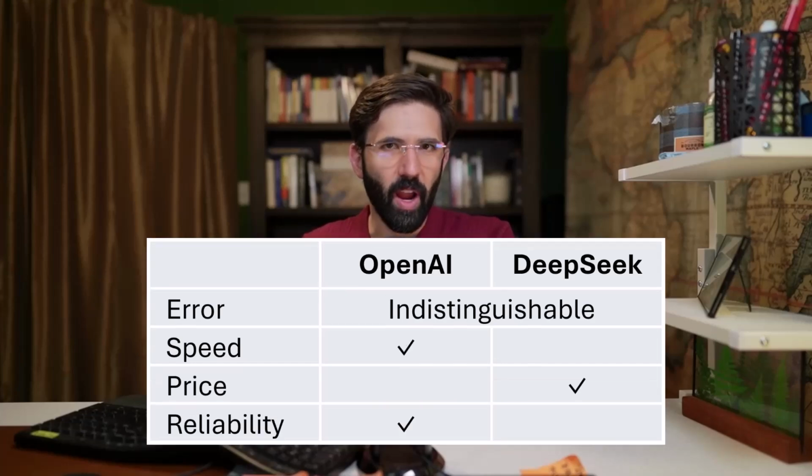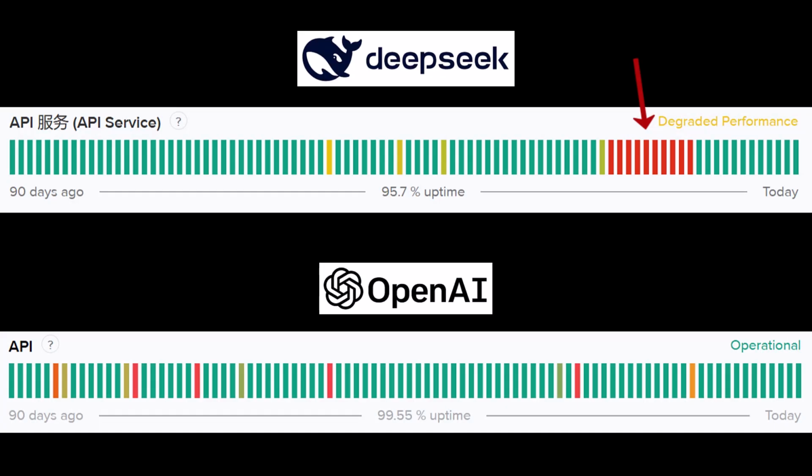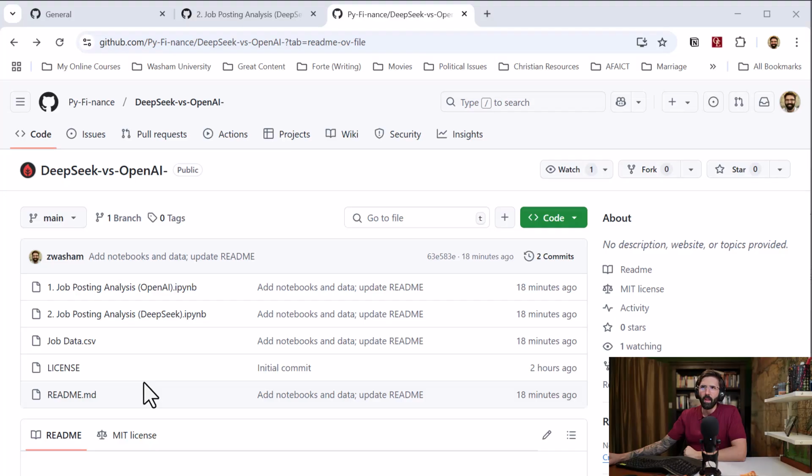When I was trying to test DeepSeek's models last time, their website and their API went down for several days. If you want to dig into the code for yourself, you can click on the link in the description below this video, and that'll take you to PyFi's repository associated with this project. There you'll find 2 Jupyter notebooks, job posting analysis OpenAI, and the DeepSeek version, as well as the job data that we're analyzing, which you're free to dig into separately if you want to.